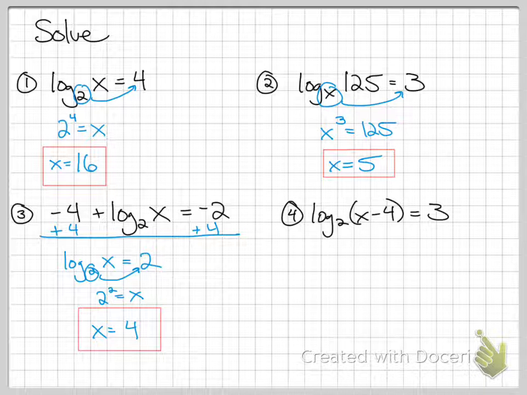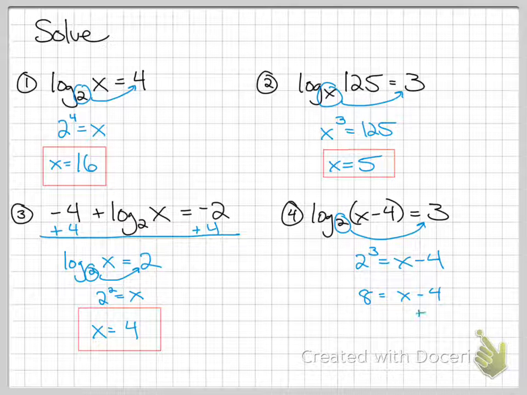Try number 4. Logarithm all by itself. 2 cubed equals x minus 4. 2 cubed is 8. Now we just have one more step to get the x alone. X equals 12.